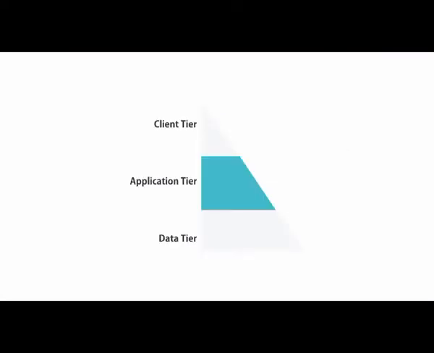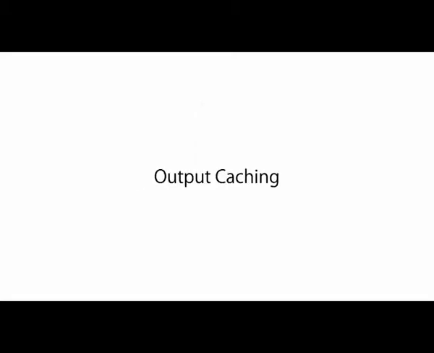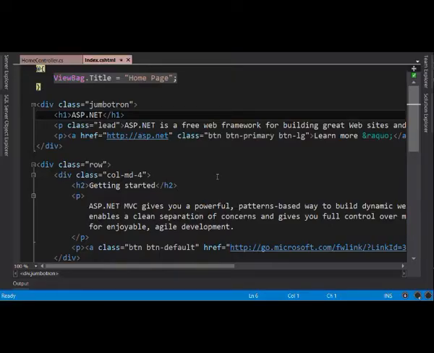So assuming that our database schema and our queries are in the right shape and form, we're going to transition to the application or middle tier. There are a number of techniques we can use to optimize this tier. One that gives us the most gain is output caching. So here in index.cshtml, which is our home page, I'm going to add the current date time in this heading. DateTime.Now.ToString. This is just for demonstration.